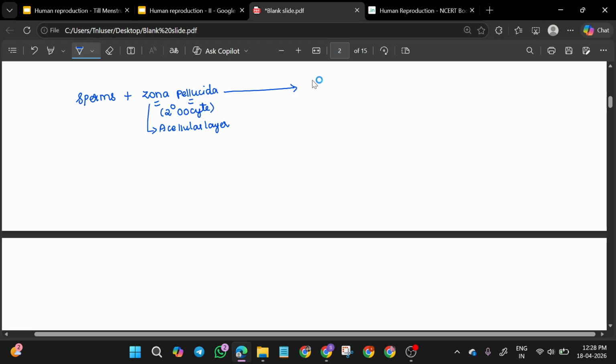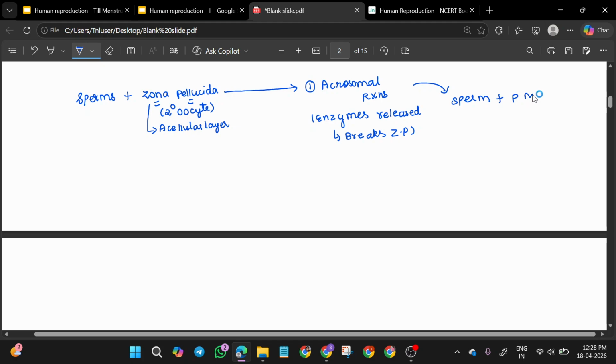Once it comes in contact, மொத என்ன நடக்கும்னா acrosomal reaction. That is enzymes from acrosomes will be released, and it is going to break the zona pellucida. ஏன்னா zona pellucida break ஆனாதான் உள்ள போக முடியும். Then sperm will fuse with the plasma membrane of secondary oocyte. இது கூட fuse ஆயிடும். fuse ஆன உடனே என்ன ஆகும் அப்படின்னா, rapid membrane changes will occur.